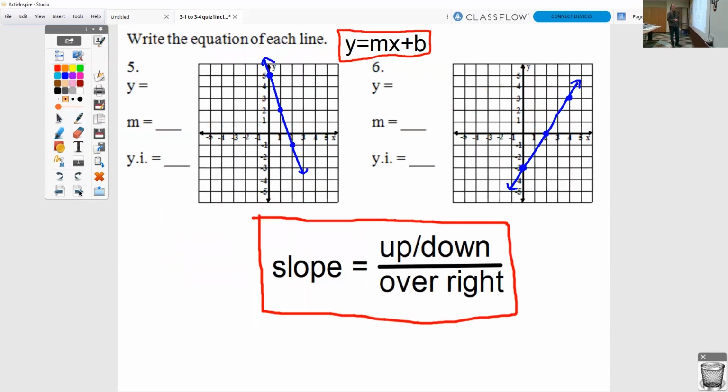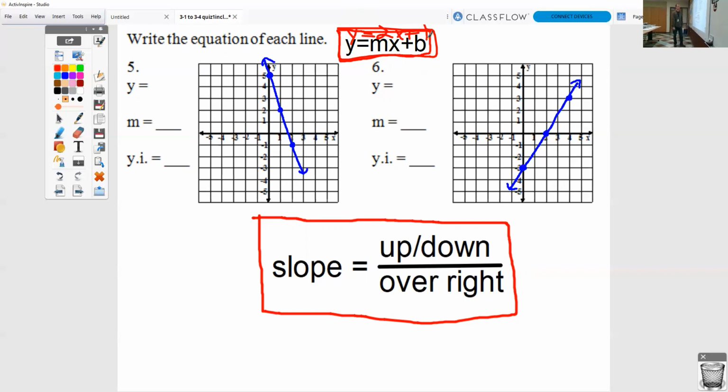In questions 5 and 6, we need to figure out the slope, figure out the y-intercept, and then write the equation of the line. Remember, your equation of the line always has to look like this, where you have y equals mx plus b. You're going to get answers like y equals 2x plus 1 or something like that.